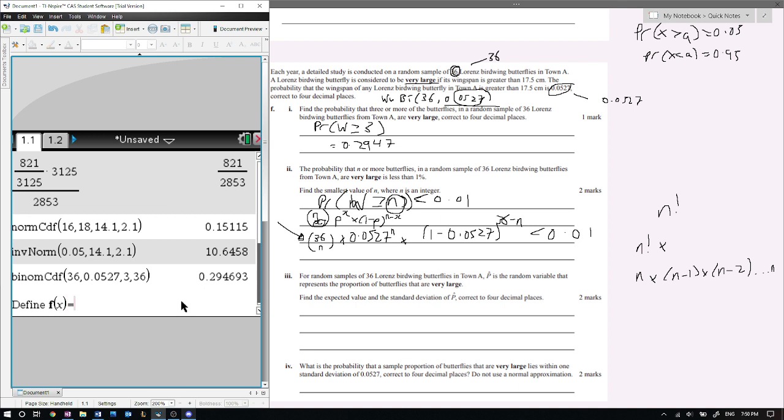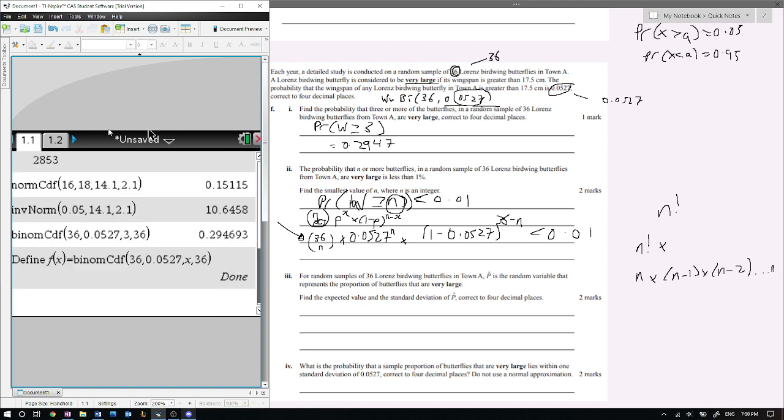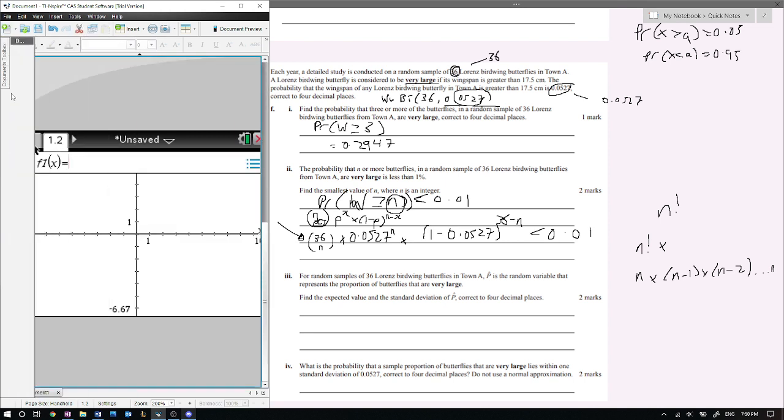So I'd define a function f of x as equal to binomial CDF. 36 is our number of trials, 0.0527 is our probability of success, and our variable that we don't know is n, the number of successes that we want. So I put in x here because I've defined f of x in terms of x. Instead of n, I'll use x. And then of course the maximum number of successes is 36. So I define that, and then I would add a spreadsheet.